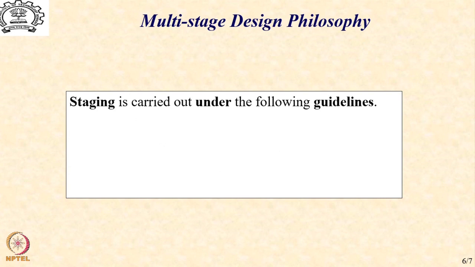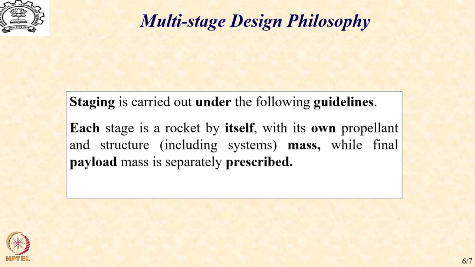So let us now understand the broad framework and philosophy within which the staging operation is going to be carried out. Let us recall that each stage is a rocket by itself with its own propellant and structure, including systems and mass, which is altogether termed inert mass, while the final payload mass is separately prescribed as m star, as we have seen in the example. This is the terminology that is going to get used from now onwards. That m star will always be used as the final useful mass that is going to be released in the orbit. And now we have, in addition to that, other masses for each stage, the inert mass for each stage and the propellant mass of each stage, or what we would call the propellant loading of each stage.